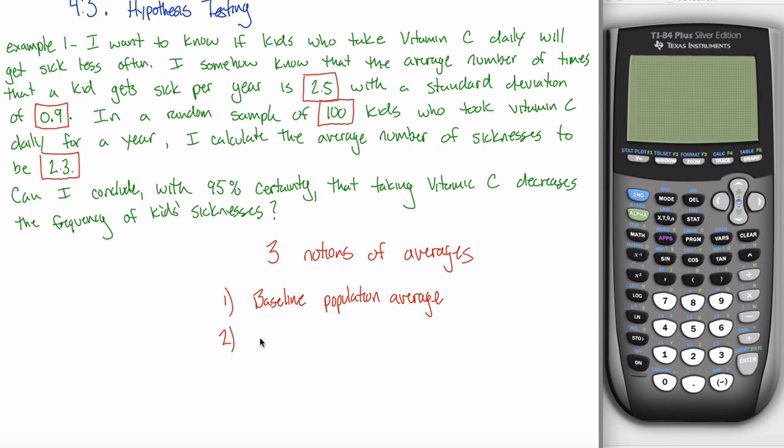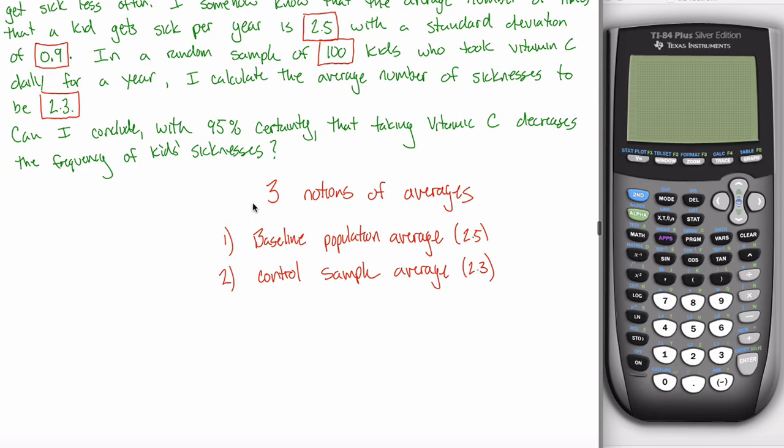And then I have my control sample average. And maybe I should even note in this problem, this is the 2.5 and this is the 2.3. And you're like, those are the only 2. Why'd you say that there are 3 notions of average? Well, there's a third one that's not told to us in these problems, and it's the control population average.